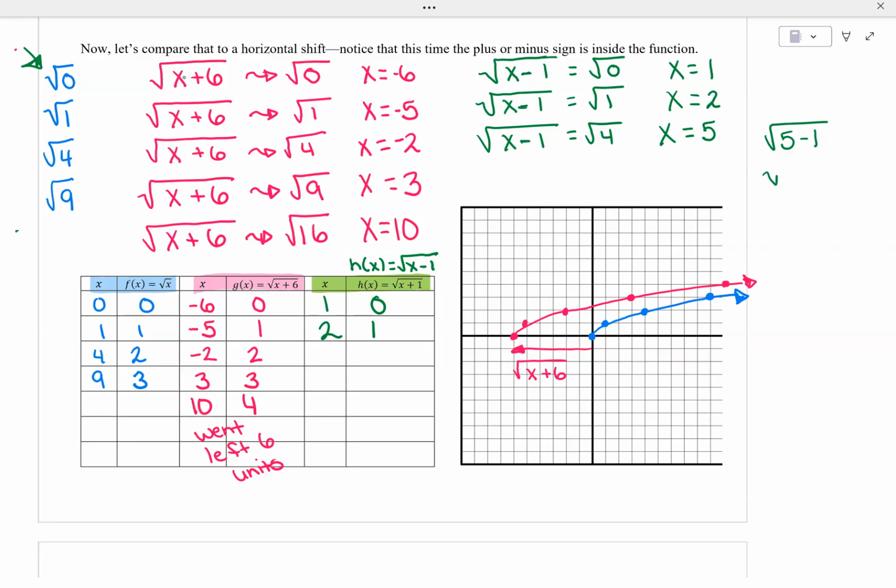5 minus 1 gives us the square root of 4. Square root of 4 is 2. I'm glad I caught that. Okay, so the next one would be 9. x minus 1 would give us 9, so x would have to be 10. The square root of 9 is 3.